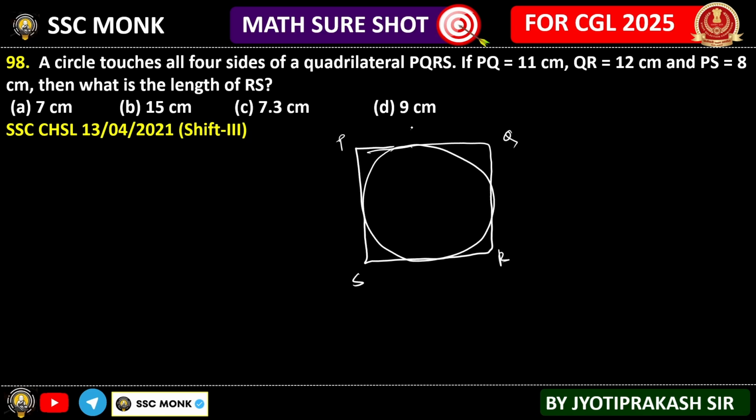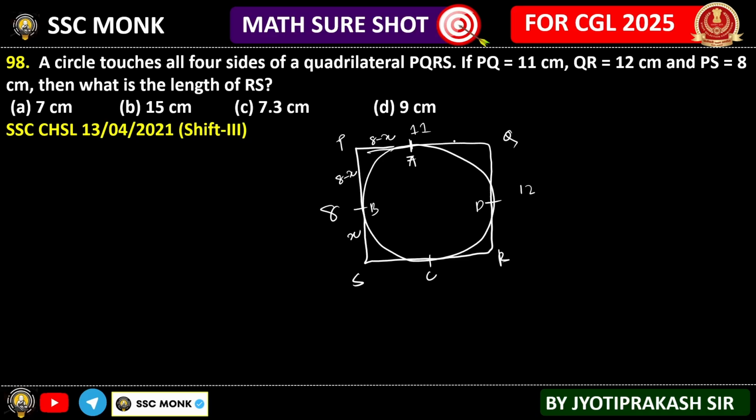PQRS. So if PQ is 11, QR 12, PS 8. Now say this is X. This one is 8 minus X. So this will be 8 minus X. So let's say this is point A, this is B, this is C, this is D. Because PB is equal to PA.